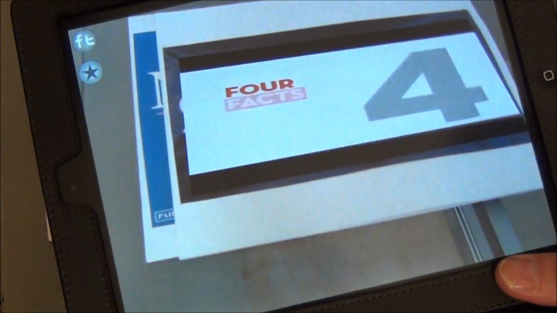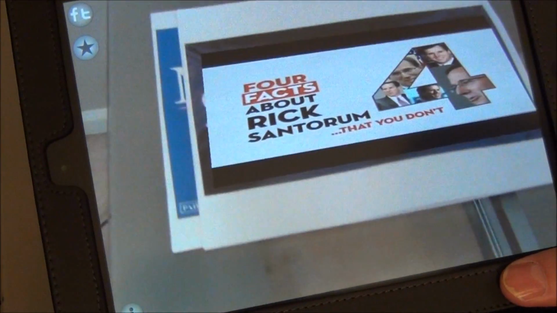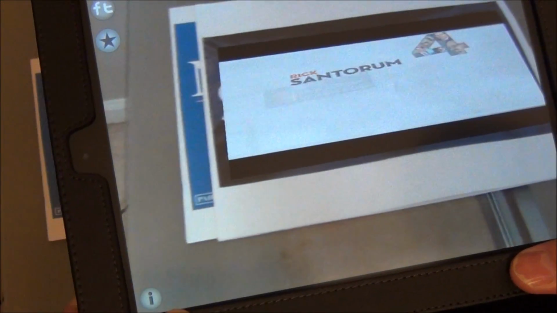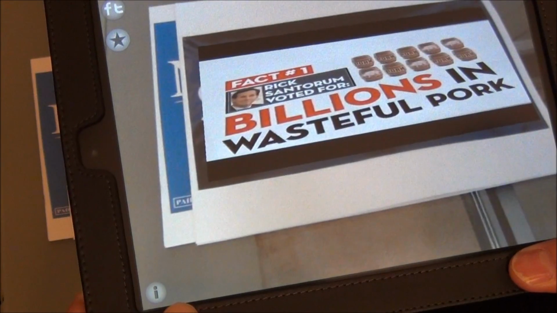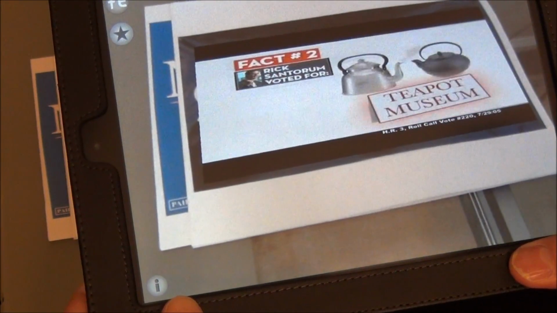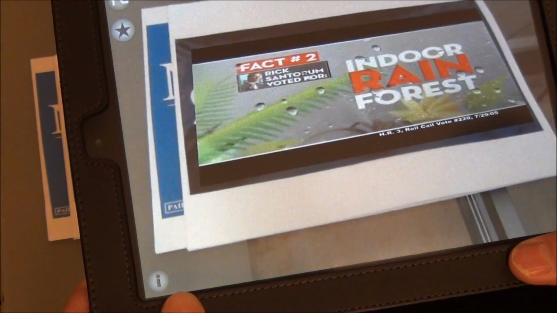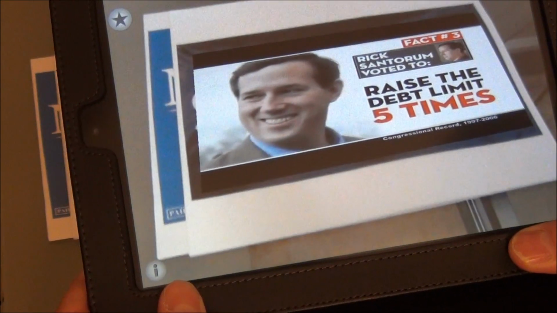Barack Obama knows 4 facts about Rick Santorum that you don't. Santorum pushed for billions in wasteful pork, voting for the Bridge to Nowhere, a teapot museum, even an indoor rainforest. Santorum voted to raise the debt limit 5 times.